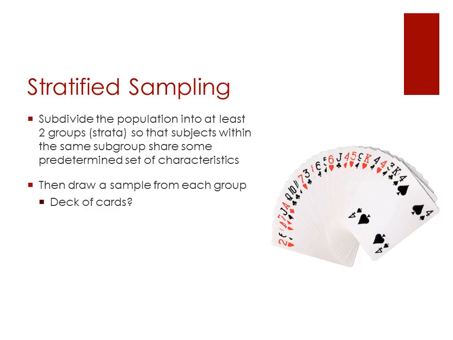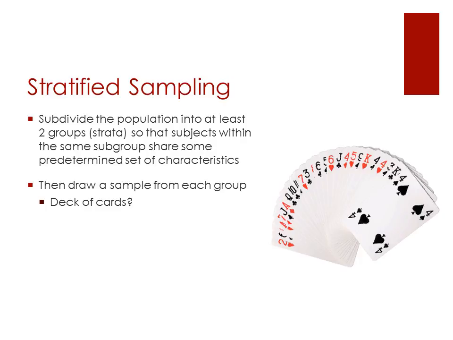Now we're going to look at 2 of the more complex types of sampling. So this is stratified sampling, and then in a moment we're going to look at cluster sampling. In stratified sampling, you subdivide the population into at least 2 groups, often called strata, so that subjects within the same group share some predetermined set of characteristics, whatever it is that you may be interested in. You then draw a sample from each group.